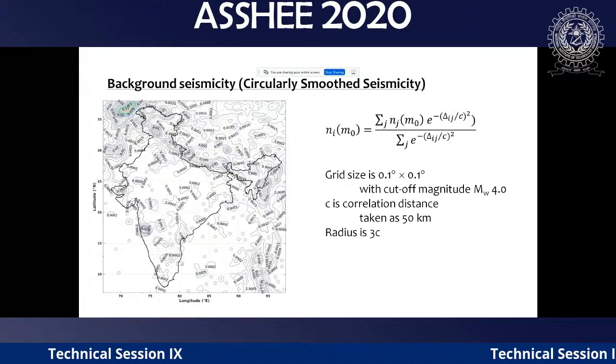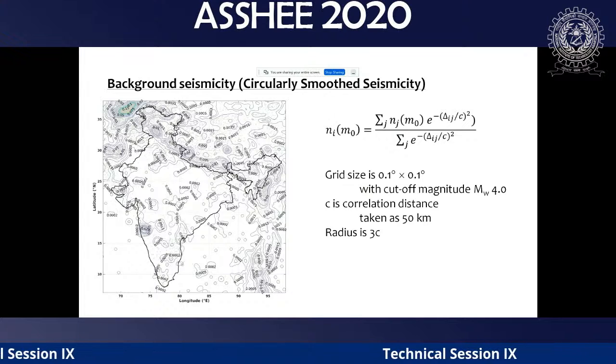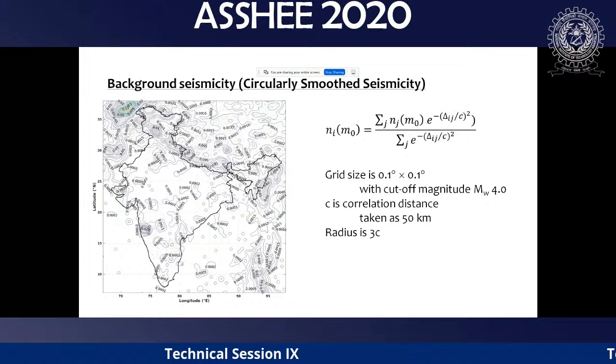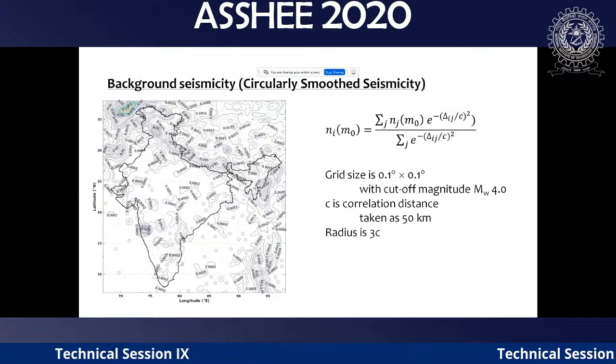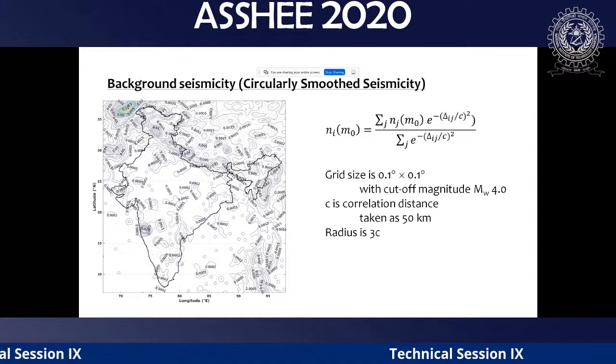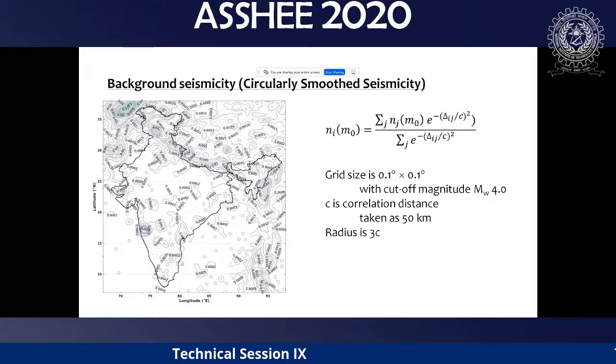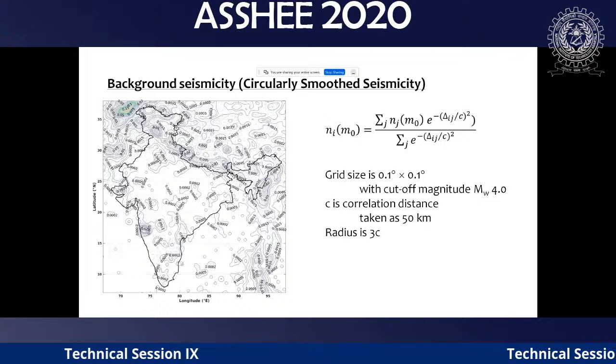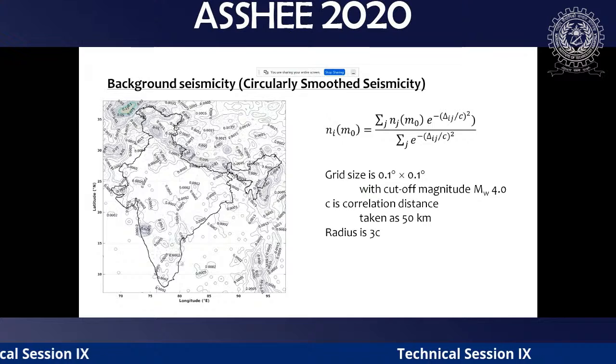This is a background seismicity model I am showing you, using circular smoothed seismicity. Here you divide the whole region into grids, and then you count the number of earthquakes, and then you smoothen it. We have a correlation distance, which we have taken as 50 kilometers. These are the contours obtained for circular smoothed seismicity.